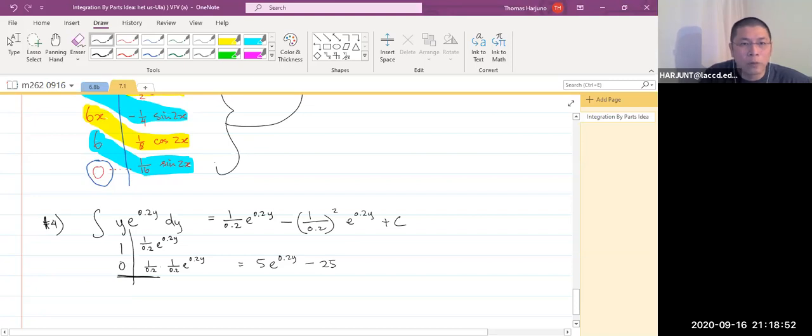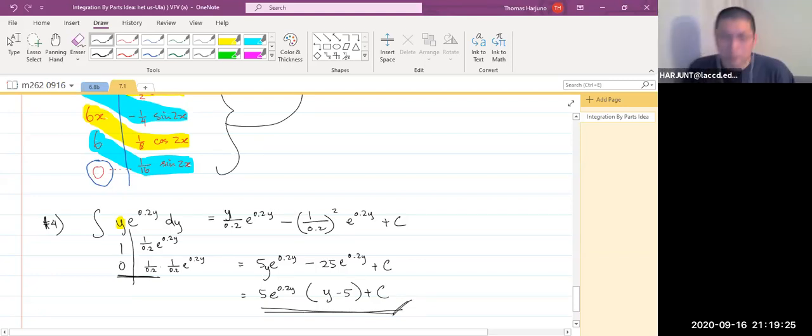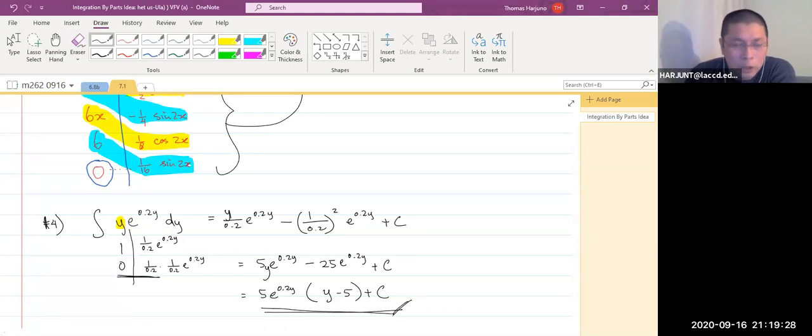This is equals to 5 y e to the 0.2 y minus 25 e to the 0.2 y plus constant. Oh, I missed the y on the first one. And you can factor the y e to the 0.2 y out. You get 1 minus 5 is constant. Okay, this is what I meant by integration by parts by tabular method. It's not a new integration by parts, no. It's just the way we structure it.